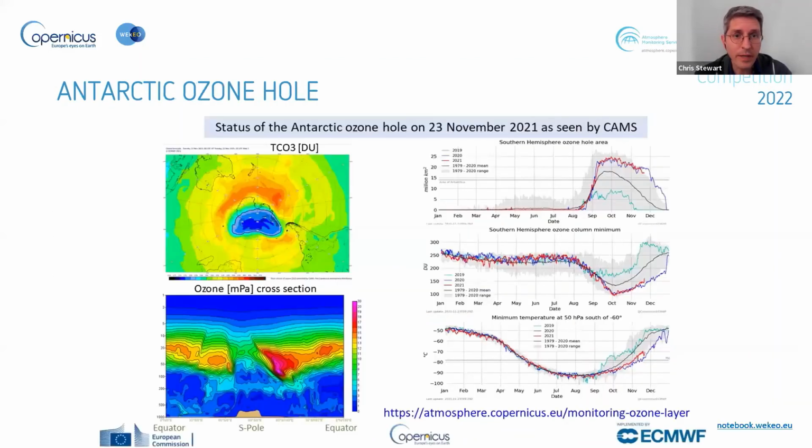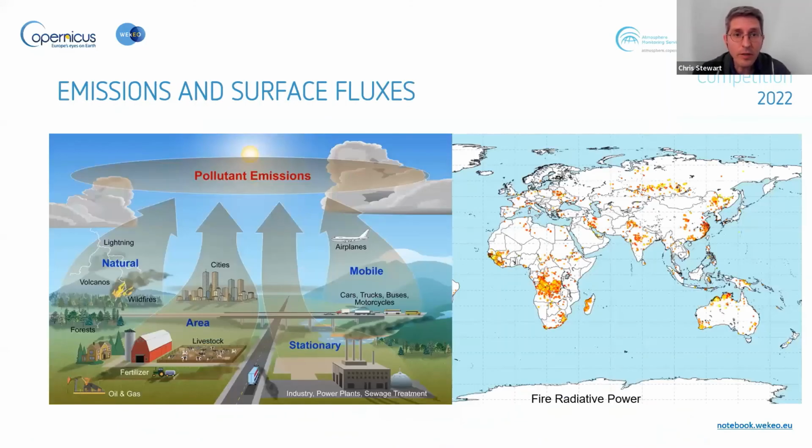So here's just some example of products for the Antarctic ozone hole. So we provide data for stratospheric ozone, but also tropospheric ozone. So many different data sets available also for ozone. Next slide, please. So in addition, we also provide information on emissions and surface fluxes. So these include, for example, emissions inventories, which are available. And also on the right-hand side, you see an example of fire radiated power. This is from the GFAS, the Global Fire Assimilation System, where we look at active fires, the intensity and location of active fires, and estimate the emissions from these fires. So I encourage you to go to the CAMS website and look at these different categories of products. Next slide, please.